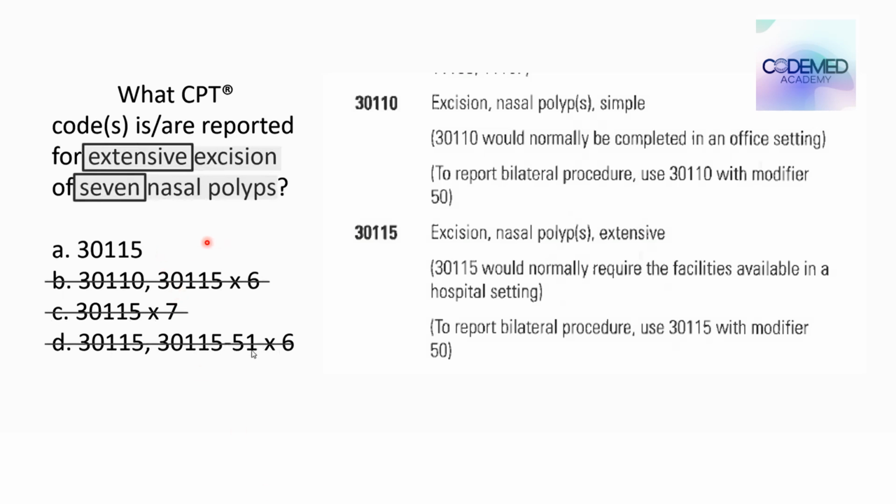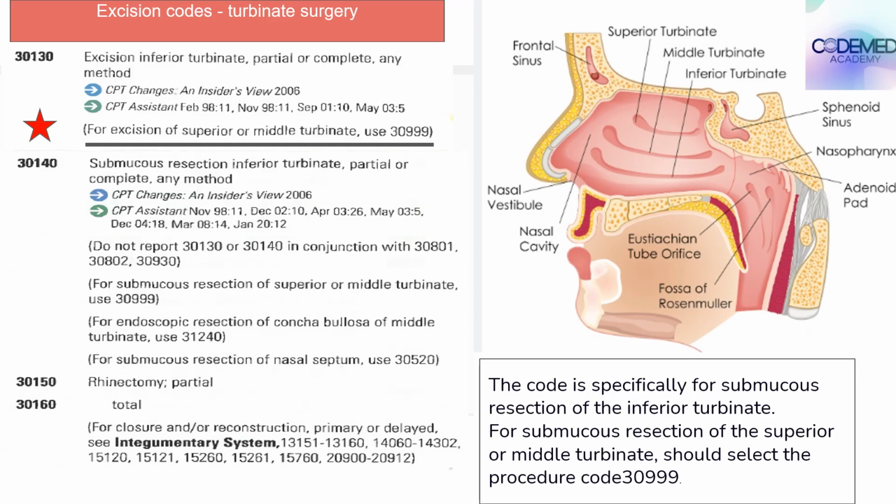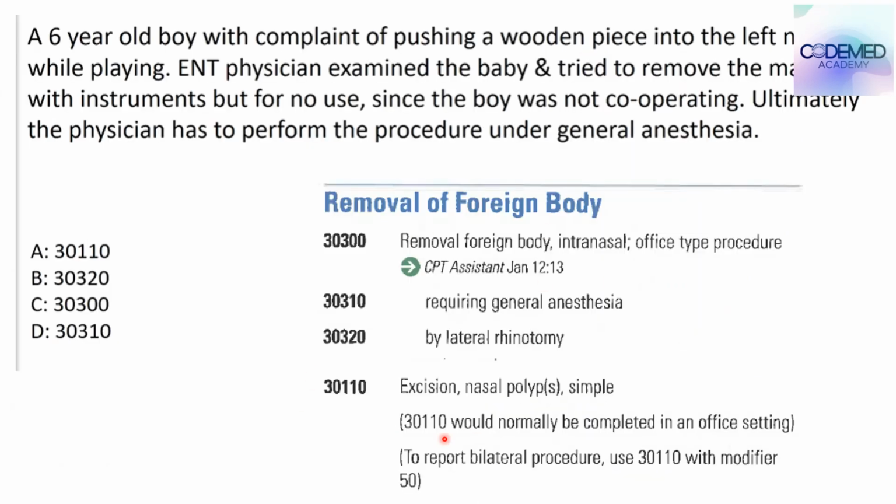And what was the guideline? Irrespective of the number of the polyps, we will code it only once. Now the next important is the excision code for the turbinate surgery, and here the important thing is the code is specifically for the submucosal resection of the inferior turbinate, and this is a very important guideline. For the excision of the superior and middle turbinate, we use the code 30999, so you have to pay attention to that. Let us take one more question.